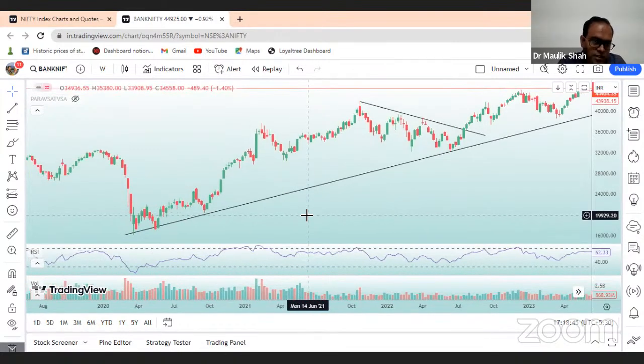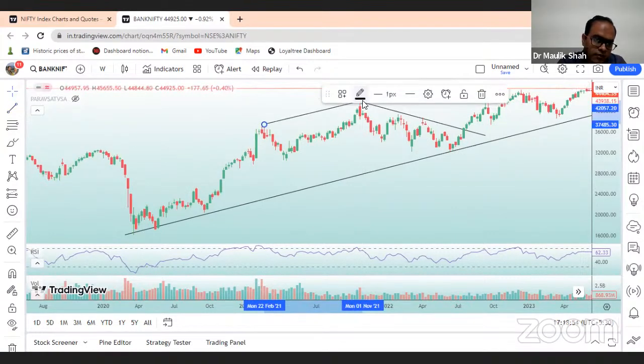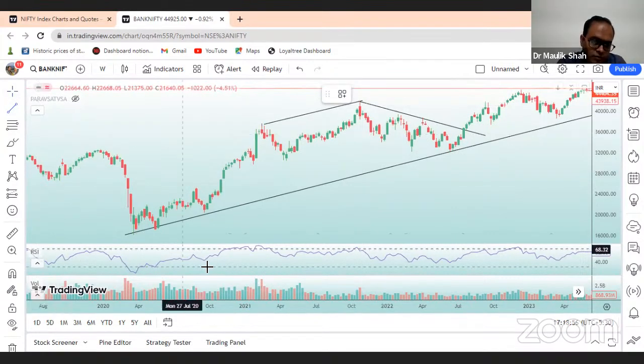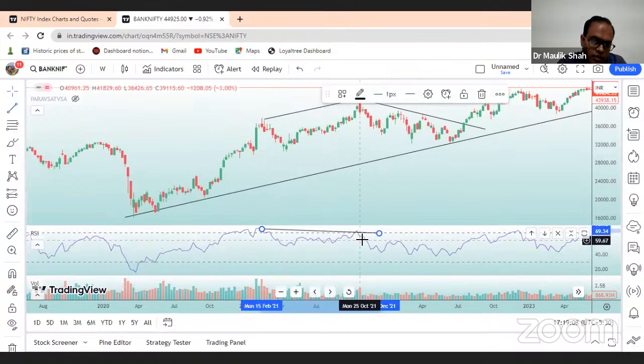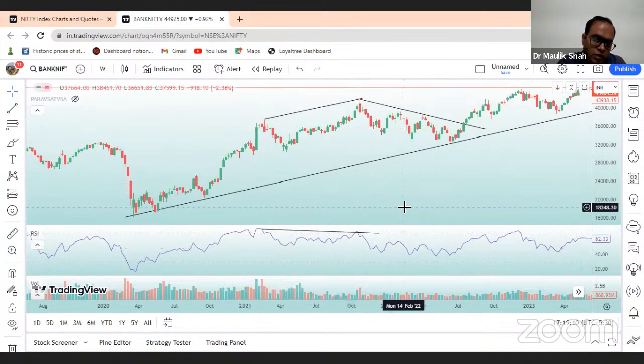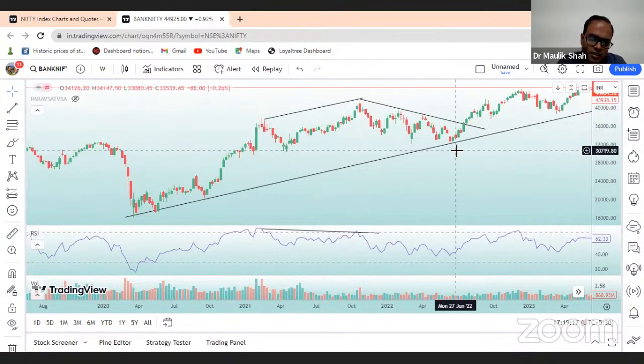Yeah. So see what has happened over here also. The price has made a higher high. RSI made a higher low, lower high, right? It has gone down a bit, not too much, but then the price has started retracing down.